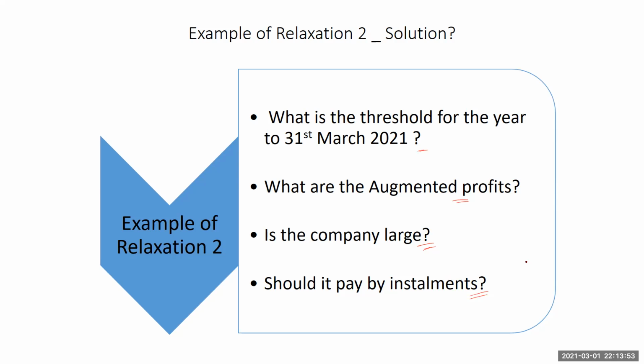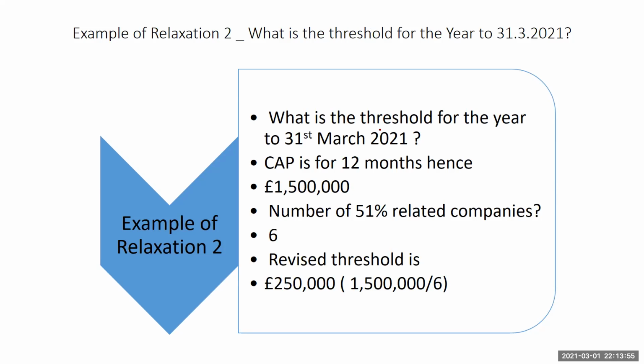Okay. Now, what is the threshold for the year ended? Cap is 12 months, so we still use the 1.5 million, okay? So the number of related companies within the 51% grouping or group holdings is 6. It was N plus 1, okay? N was 5, so N plus 1 gave us 5 plus 1, which gave us 6, okay?